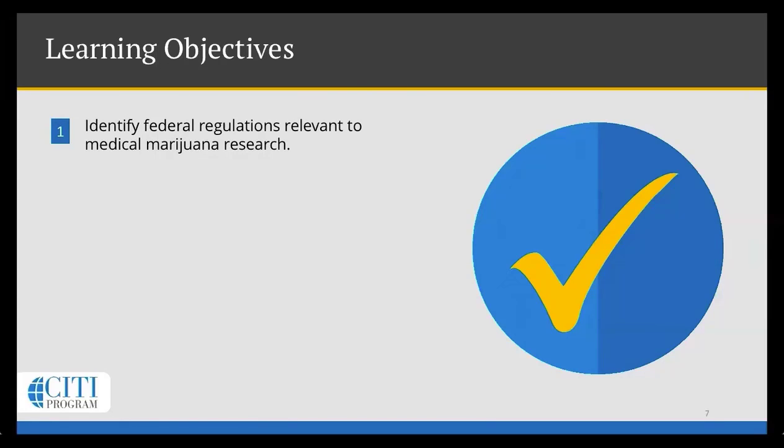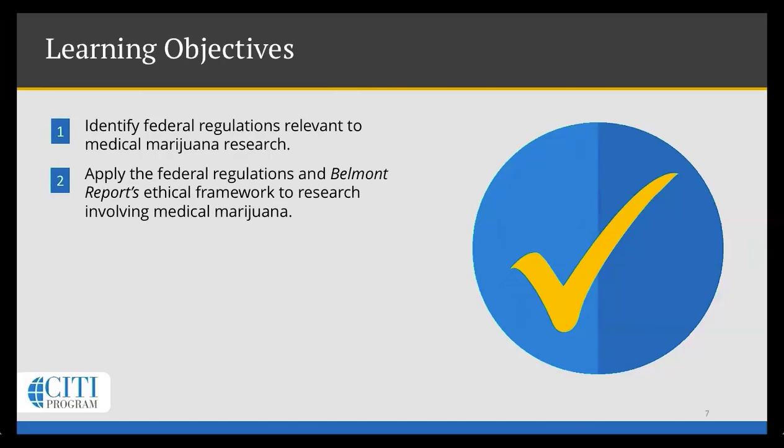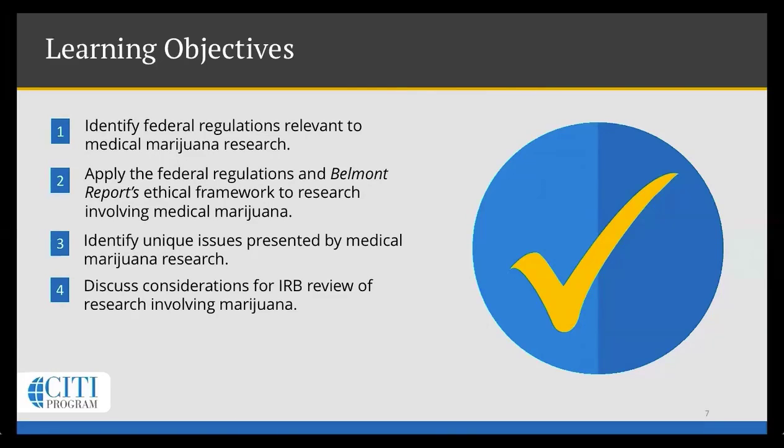So what are our learning objectives for today? By the end of this presentation, participants will be able to identify the federal regulations relevant to medical marijuana research, apply the federal regulations and the Belmont Report's ethical framework to research involving medical marijuana, identify unique issues presented by medical marijuana research, discuss considerations for IRB review of research involving marijuana, and identify steps for getting started in medical marijuana research.